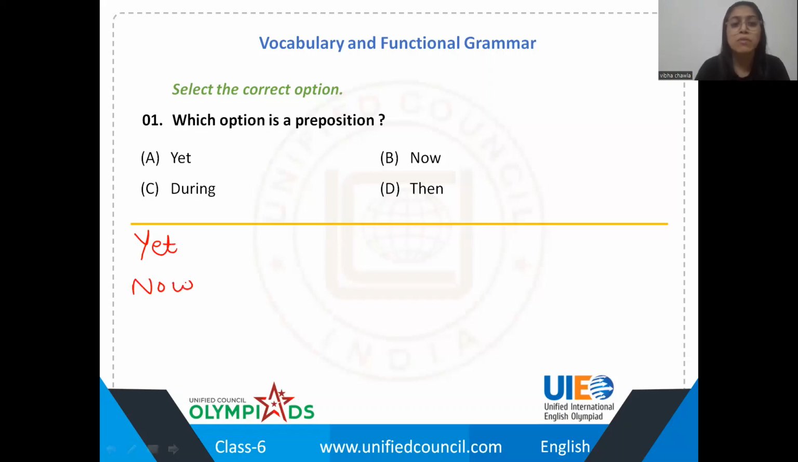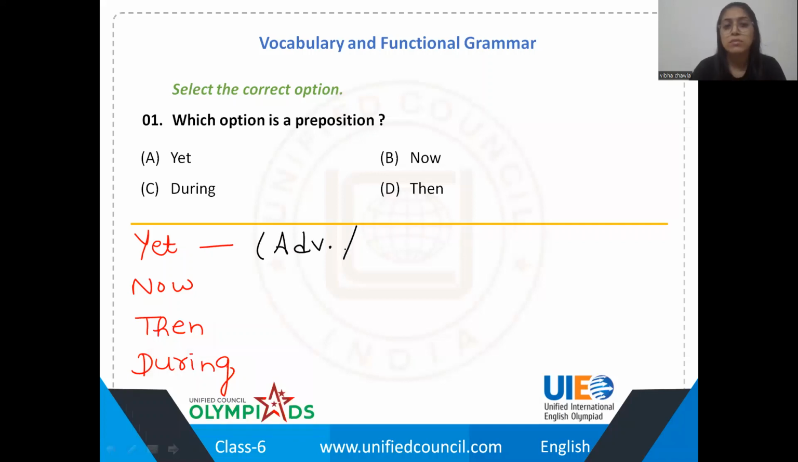We have yet, we have now, we have then, and we have during. If I talk about yet, yet can be an adverb or a conjunction. For example, I haven't received my parcel yet. So here it is an adverb. And if I say this method is simple yet effective, here I have combined two words with the help of yet. So here yet is a conjunction.